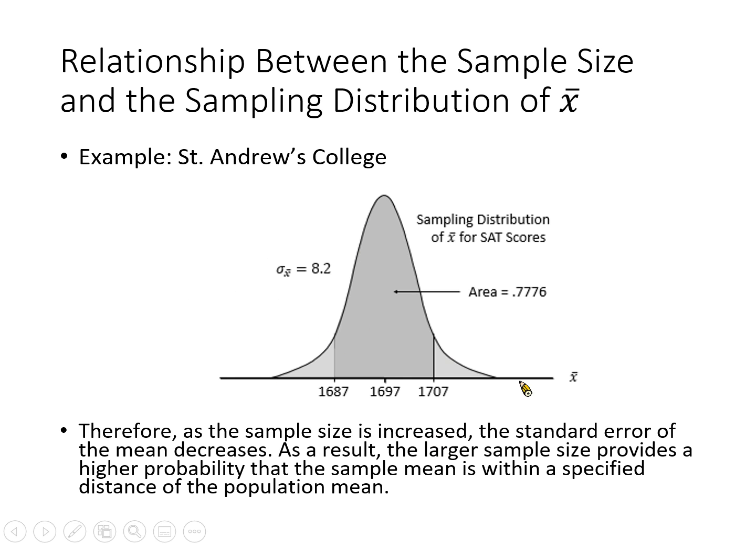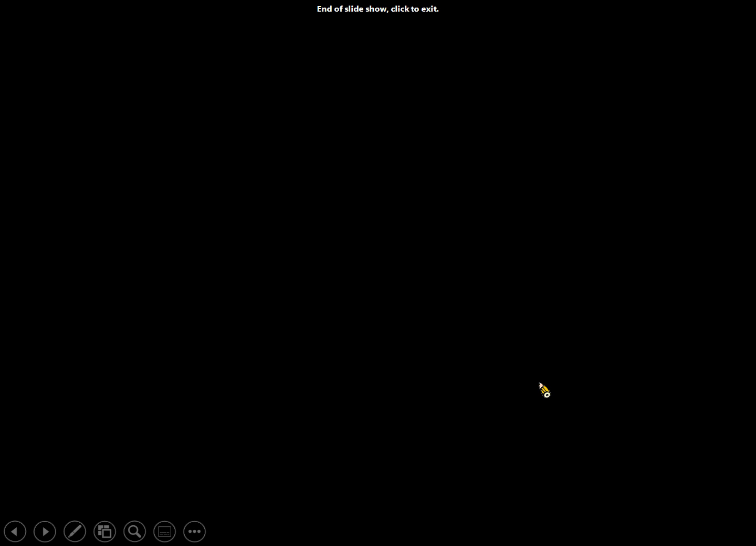So here you will find that if we make the sample size larger, the standard deviation decreases. That means the variance will be less, and the result will be closer to the population mean. Therefore, we can say that as the sample size increases, the standard error of the mean decreases. As a result, a larger sample size provides a higher probability that the sample mean is within a specified distance of the population mean. So that's our introduction for today. Thank you.